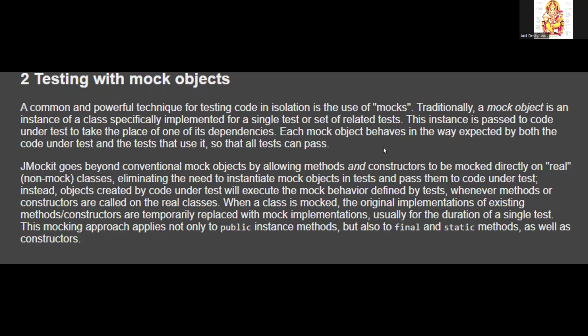Objects created by the code under test will execute the mock behavior defined by tests whenever methods or constructors are called in the real classes. When a class is mocked, the original implementations of existing methods are temporarily replaced with what? With the mock implementations, usually for the duration of a single test. This mocking approach applies not only to public instances, but also to final and static methods.